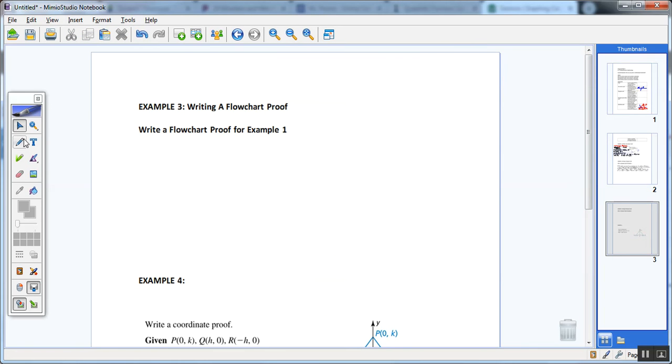Okay. Let's look at the next one right here. Now this next one's going to be kind of goofy. Again, we know that 1 and 3 are complementary, 2 and 3 are complementary. Flowchart proof. This is kind of fun. I think these are kind of fun.